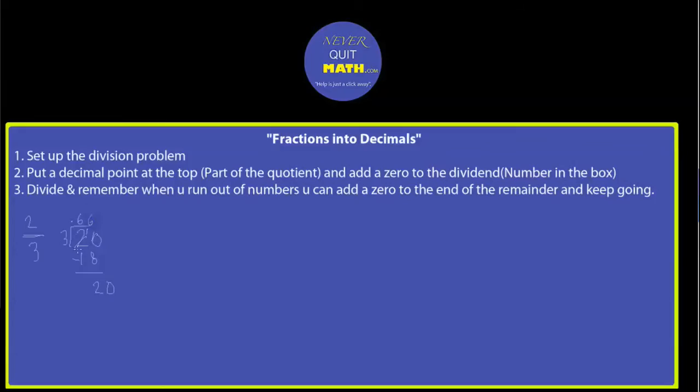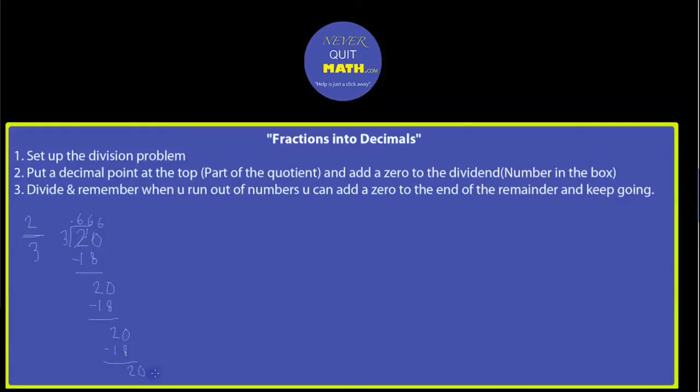6 times 3 now gives me 18. Subtract, gives me the 2 again. Once again, that 2 is too small for 3 to go in, but we're in the decimal zone, so we can add a 0. And then, how many times does that work? 6 again. 6 times 3 is equal to 18. Minus, you're going to get 20.